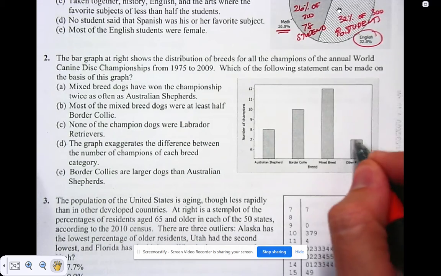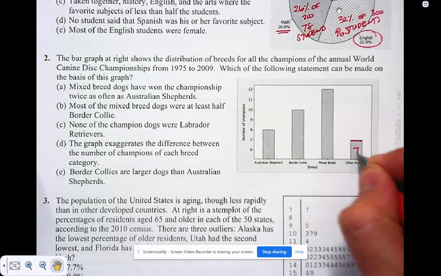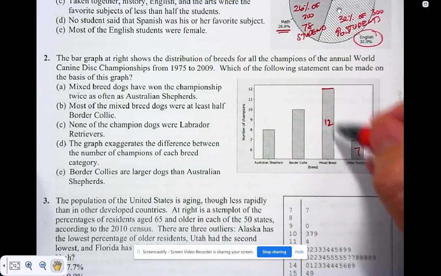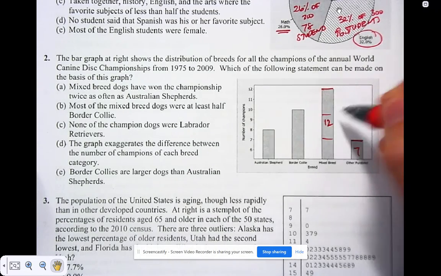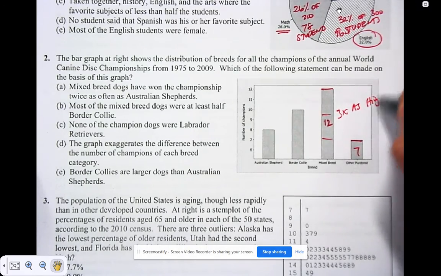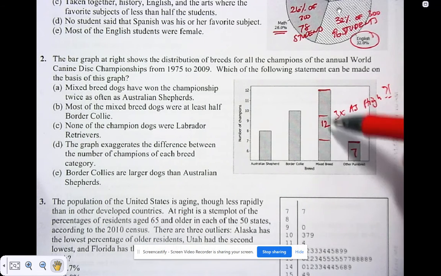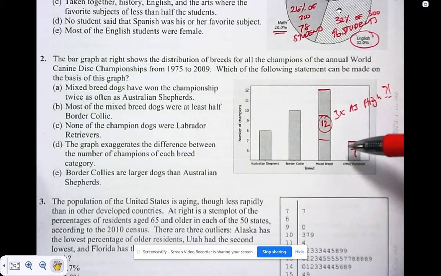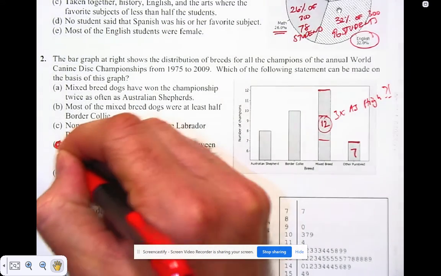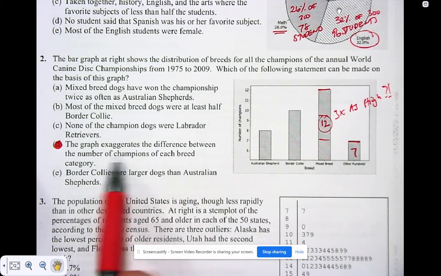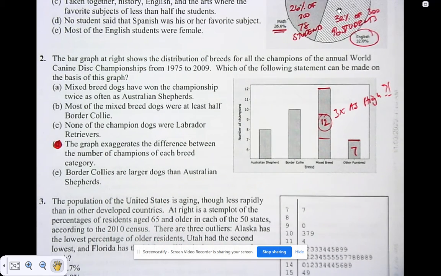Okay, number 2, this is just hitting back to what's wrong with this graph. We'll just look right here. This bar looks like it's around 7, and this bar up here is around 12. This bar looks like it's 1, 2, 3 times as high, right? So if this bar is 3 times as high and this bar is 7, this should be around 21, but we just said it's 12. And so the height of the bars is totally incorrect. And so down here at D, this just reiterates, the graph exaggerates the difference between the number of champions of each breed category.